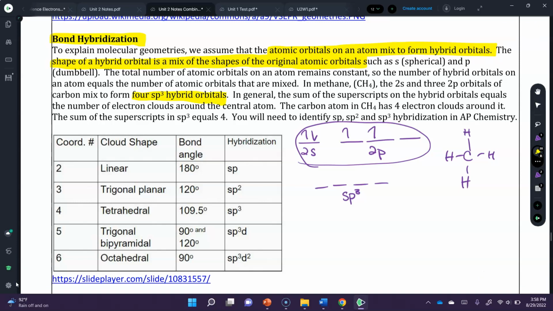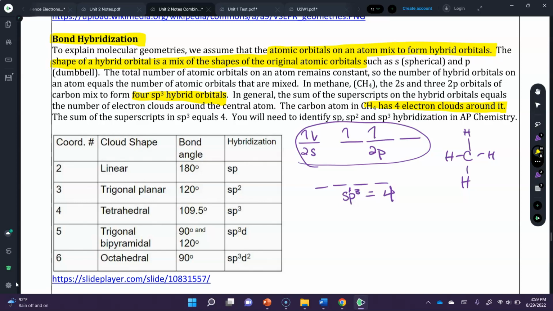Okay, so in general, the sum of the superscripts, so here we have s1p3, that tells me that this is 4 bonds, or 4 bonding regions, bonding domains, or not just bonding, but electron clouds. It's up here, because lone pairs will occupy a hybrid orbital. So the sum of superscripts in methane equals 4.